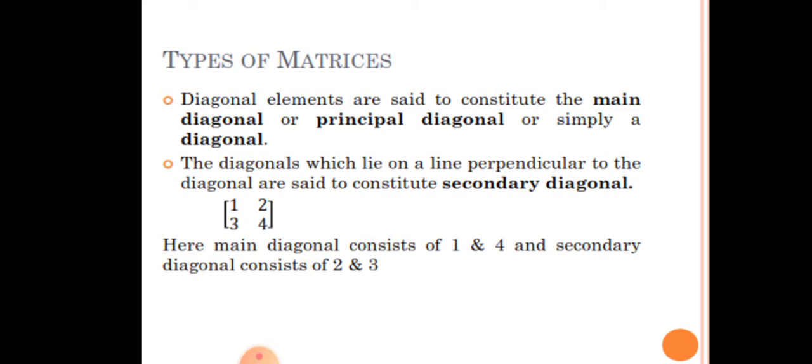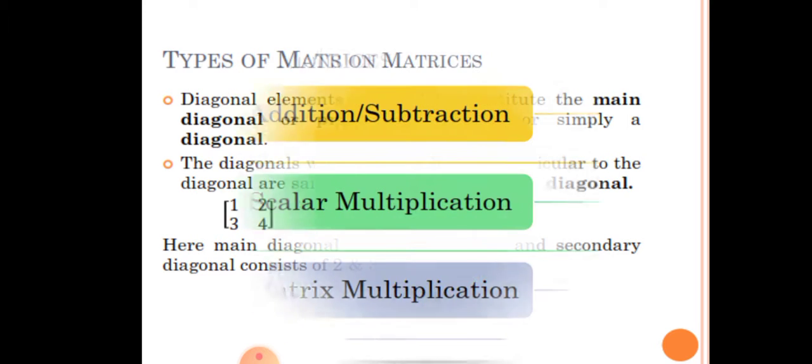Next, the diagonal elements are said to constitute the main diagonal or principal diagonal, or simply the diagonal. The elements which lie on a line perpendicular to the diagonal are said to constitute the secondary diagonal. We have already seen that diagonal elements form the main or principal diagonal, and the line perpendicular to the diagonal we call the secondary diagonal. This is the type of matrix.